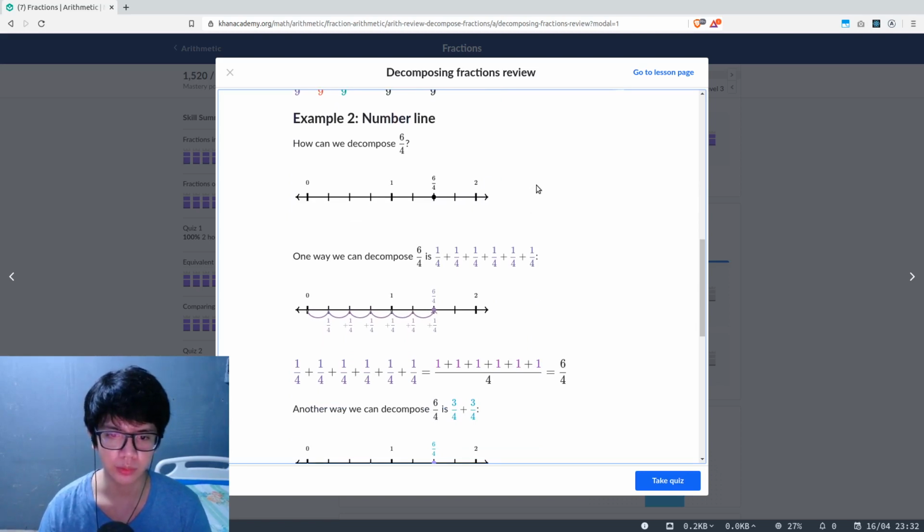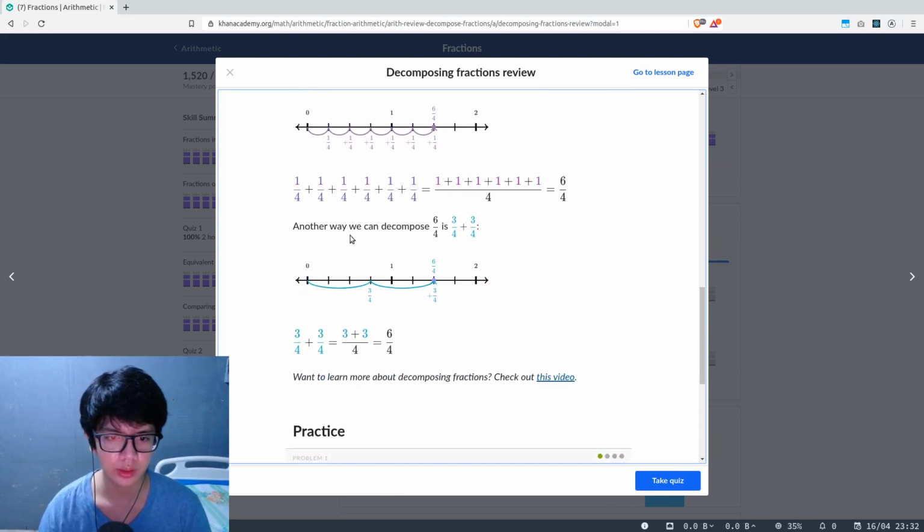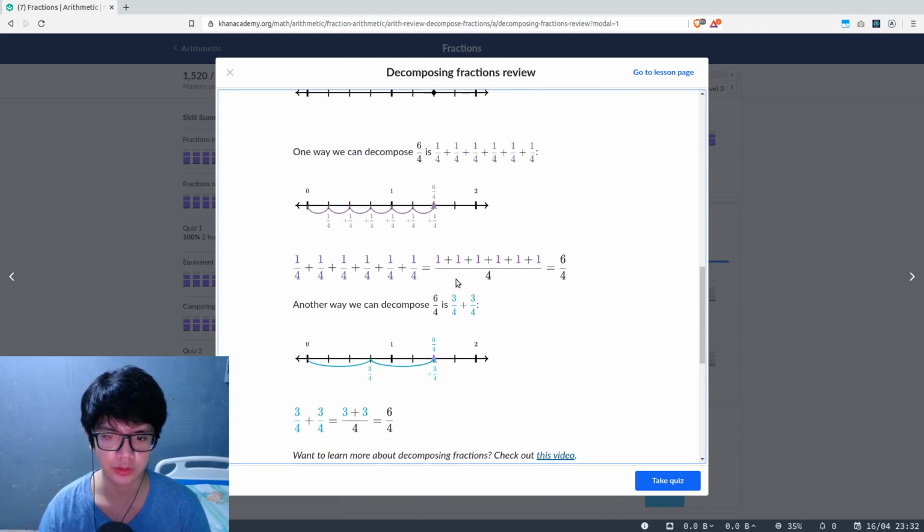We can decompose into 1/4s, there's a lot of 1/4s. Another way we can decompose 6 fourths is 3 fourths plus 3 fourths.